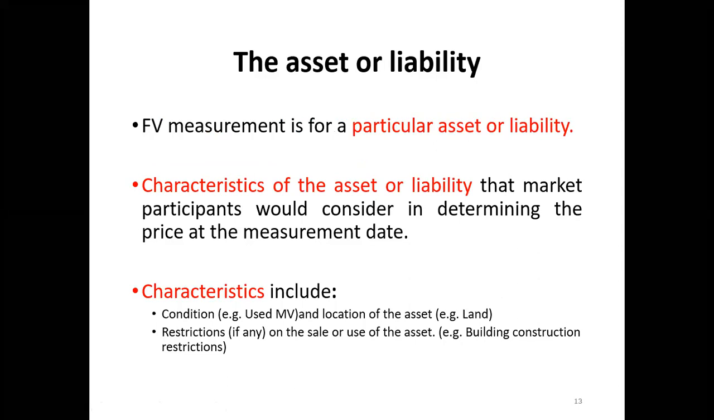If you can recall, when it comes to impairment, you would have heard that we take the cash generating unit. The cash generating unit is a particular business unit. So therefore, fair value may be applicable for a group of assets and liabilities as well, right?